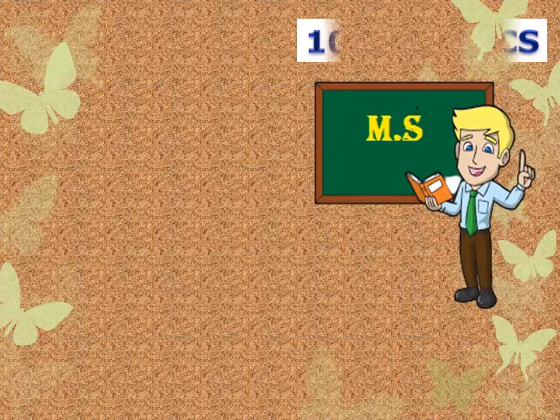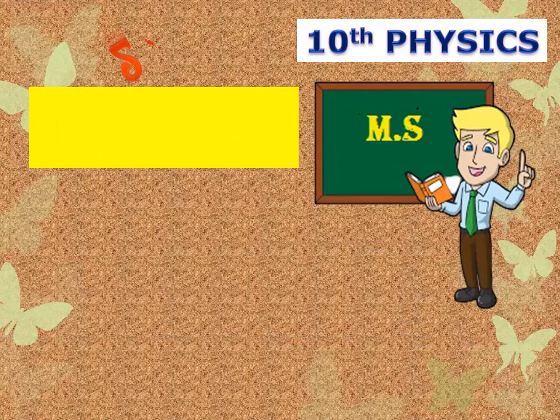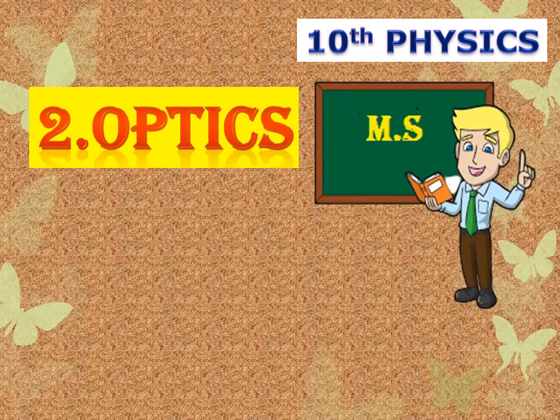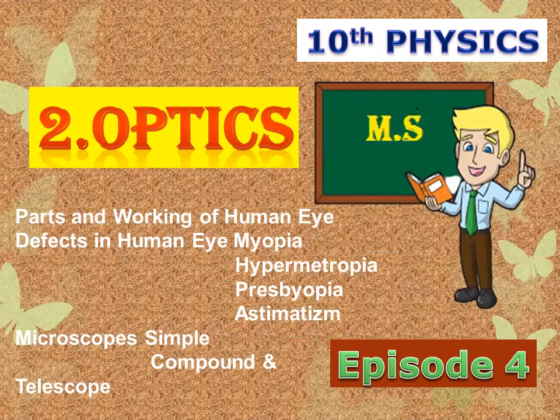Hello students, today in our subject optics we are going to see the topics, and this is episode number 4, the final episode of this lesson. We are going to see the parts and working of the human eye, defects in the human eye: myopia, hypermetropia, presbyopia, astigmatism, then microscopes, simple and compound, and the telescopes.